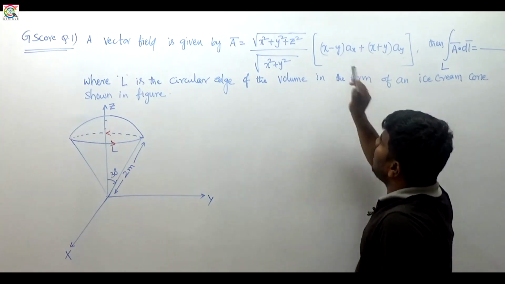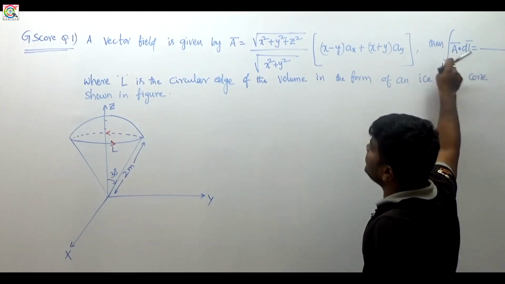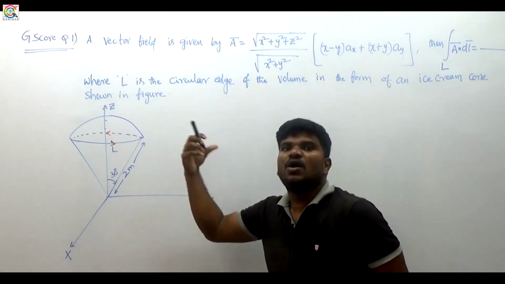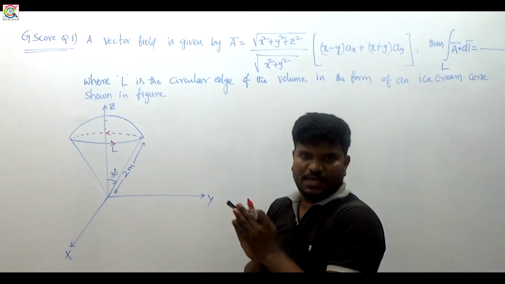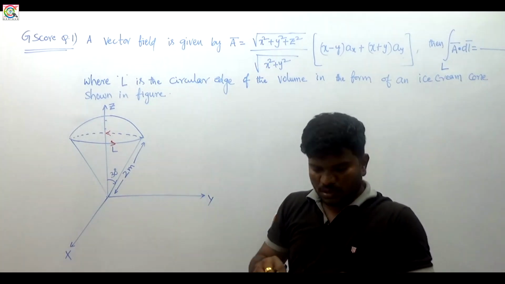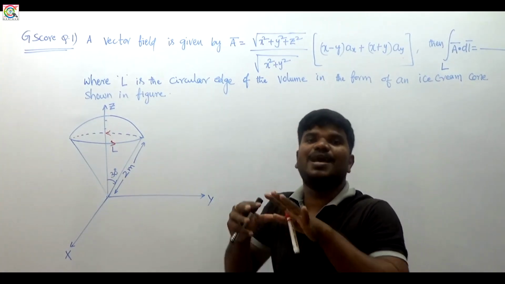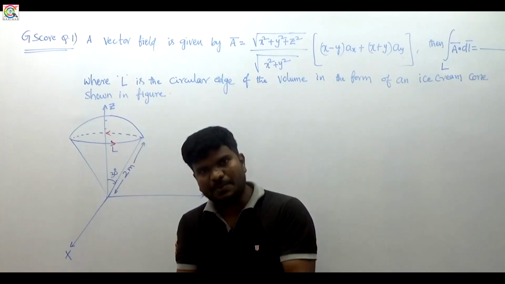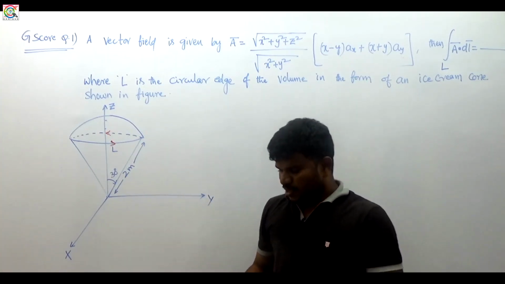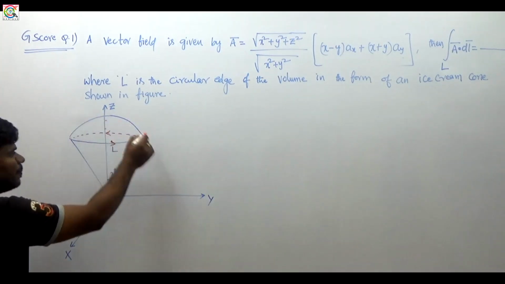So we have to calculate the line integral of this vector along that path, but the path is given in this figure. What kind of figure is it? It is a cone actually, right? In general, how do we get the cone? The cone can be obtained from a sphere, right? Already you know this thing. So the cone is obtained from the sphere.